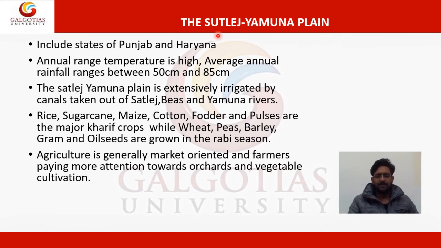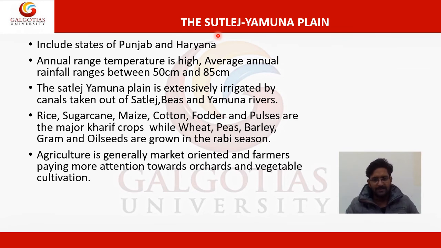Now the important third one is the Satluj Yamuna Plain. If you are near Delhi NCR, you are aware of the Yamuna Plain, the Yamuna river. It includes Satluj. Satluj is in Punjab, so it includes the states of Punjab and Haryana. Some part of the Yamuna also flows nearby Delhi NCR.